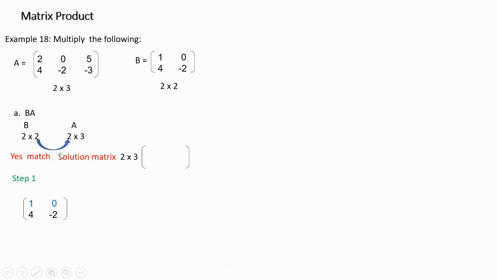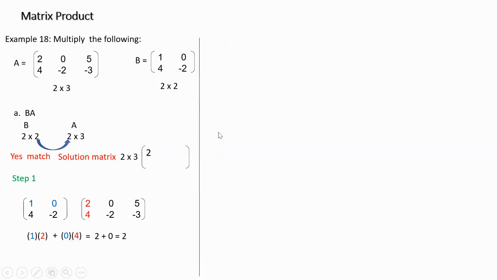So step 1, I need to multiply the row on matrix B times every column on matrix A. So for example, 1 times 2 will give us a 2. 0 times 4, so it's going to be 2 plus 0. So the answer is 2.